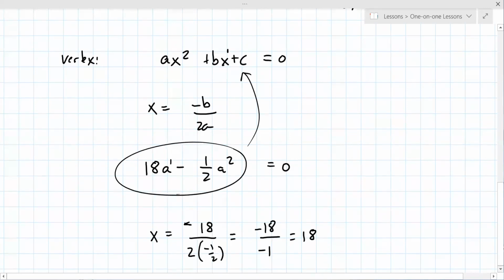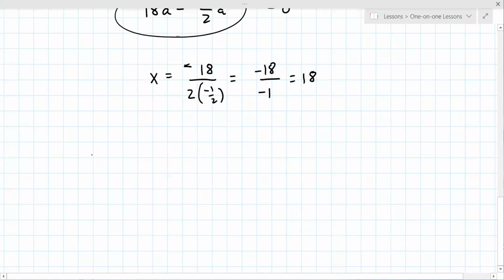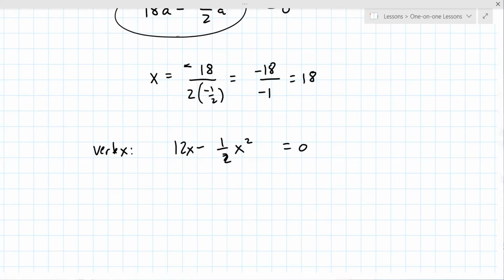Let's try another one here because I think this is an important skill. I want you to find the vertex, or the x-coordinate of the vertex, for the following: 12 minus 12x minus 1/2 x squared. Go ahead and find the vertex for that, please.